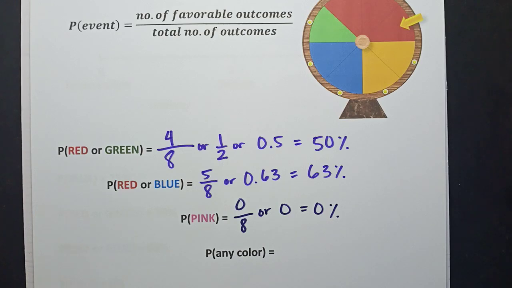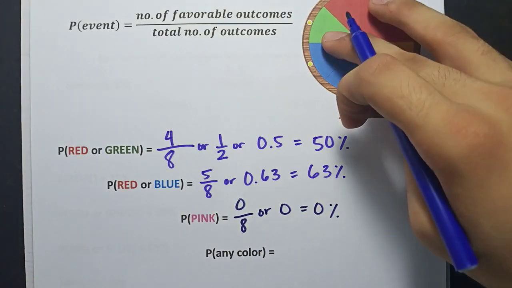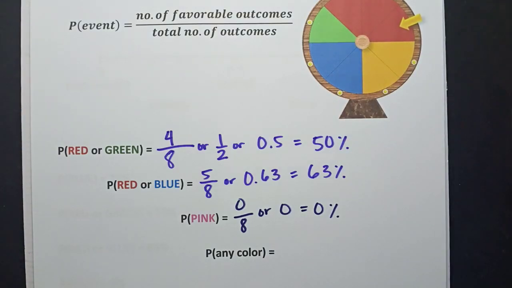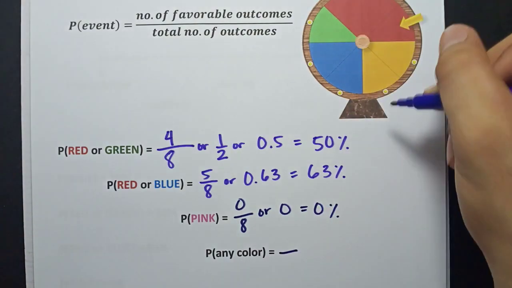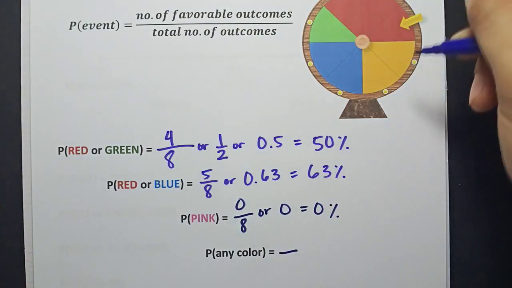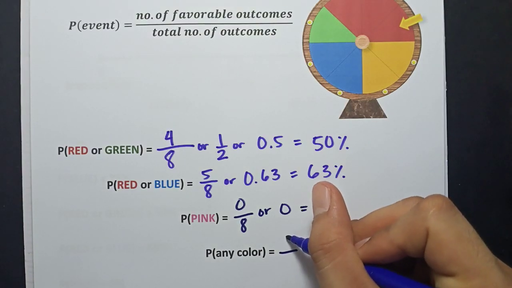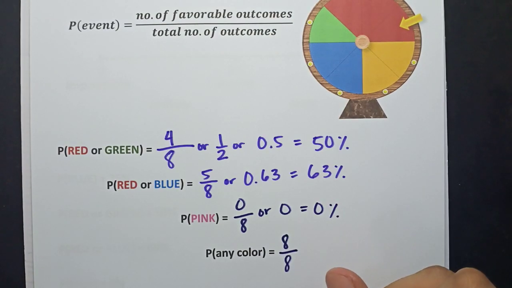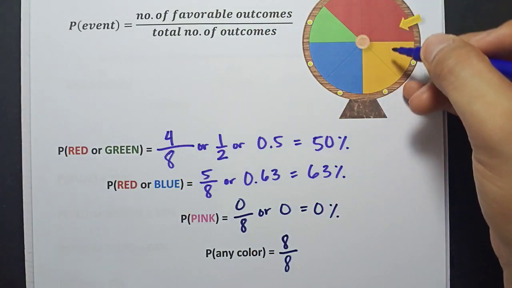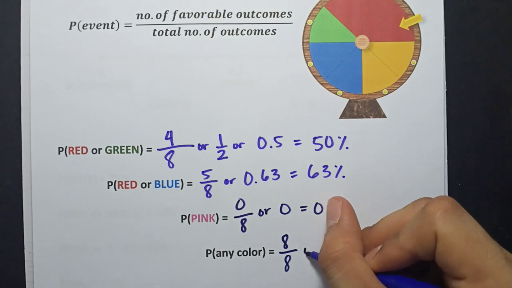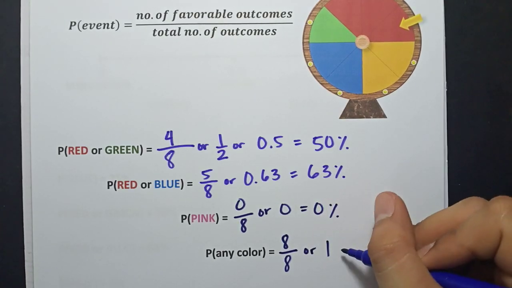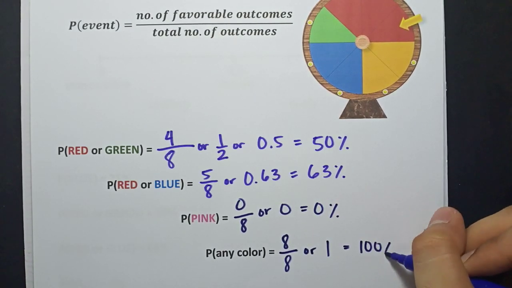Now, probability of getting any color, meaning, if you get red, green, blue, or yellow, you won. You will win. Meaning, all of these are part of our possible outcomes or favorable outcomes. So, that will give us 8 over 8. We have 8 ways of winning. Kasi, any color naman lahat yan. So, 8 over 8, that is 1. And that is equal to 100%.